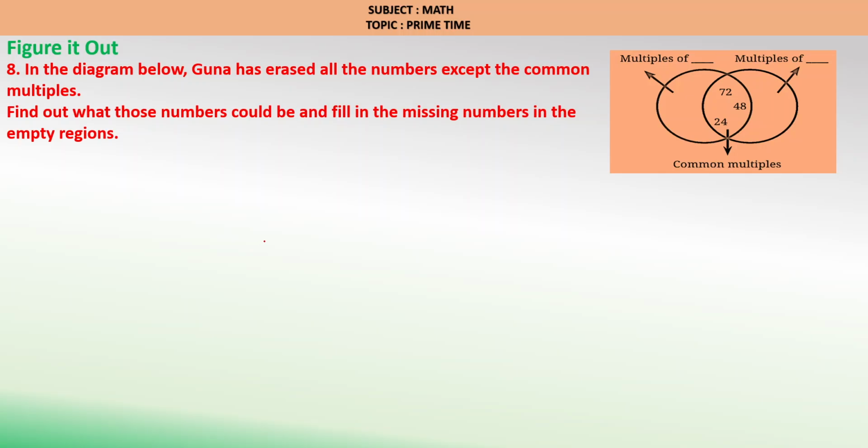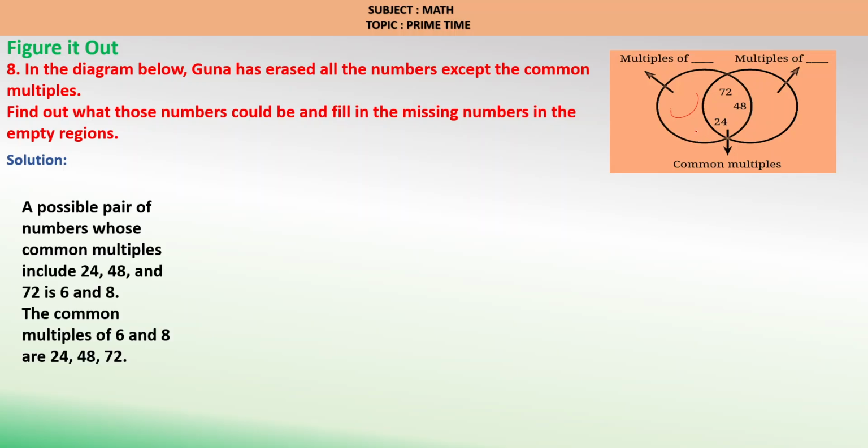Question number 8. In the diagram below, Guna has erased all the numbers except the common multiples. Find out those numbers that could fill the missing numbers in the empty regions. Guna has removed the multiples but has kept the common multiples. The possible pair of numbers whose common multiples include 24, 48 and 72 is 6 and 8. Here 24 is 6 times 4 or 8 times 3. Similarly, 48 also, thus these are the multiples of this one.